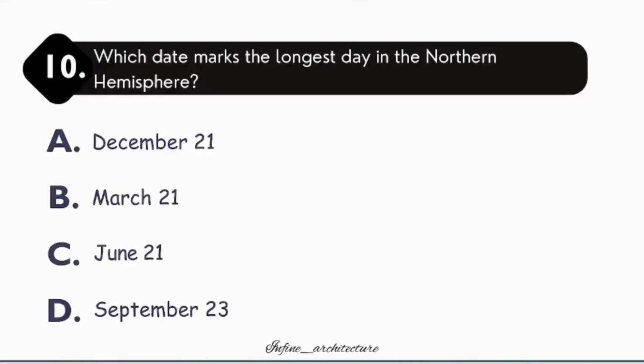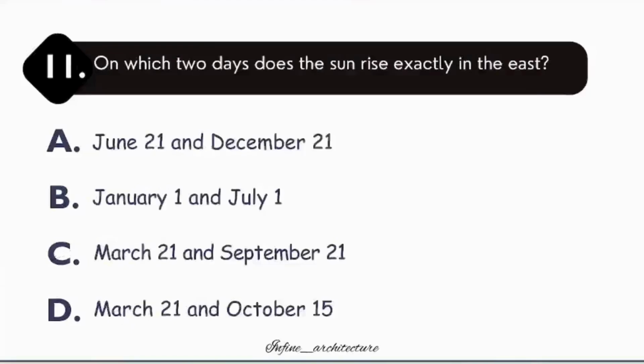So the right answer should be option number C, June 21. Next question, question number 11. On which 2 days does the sun rise exactly in the east? The options are A, June 21st and December 21st.